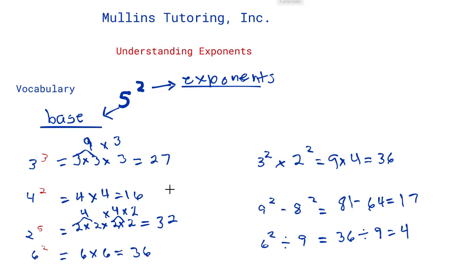So the most important thing to remember when we're doing exponents is the exponent tells us how many times we're going to multiply the base times itself. So if we had 3 cubed, we multiplied 3 times itself 3 times.